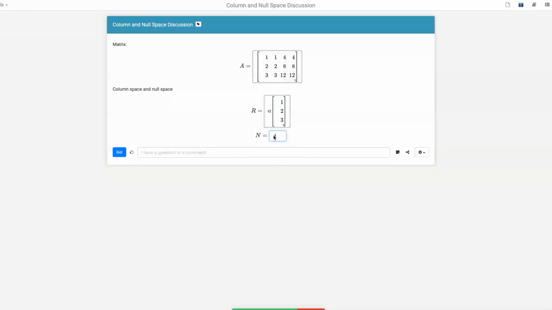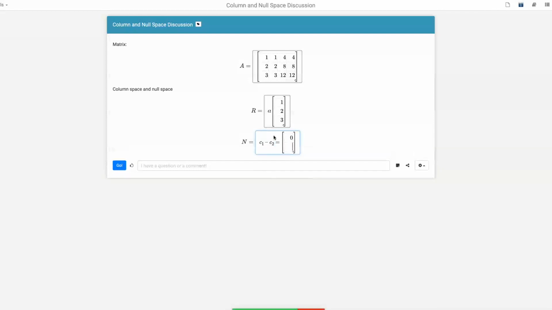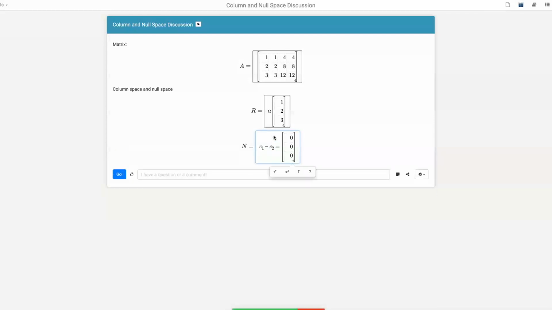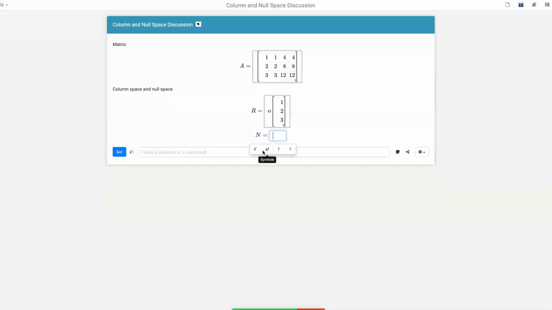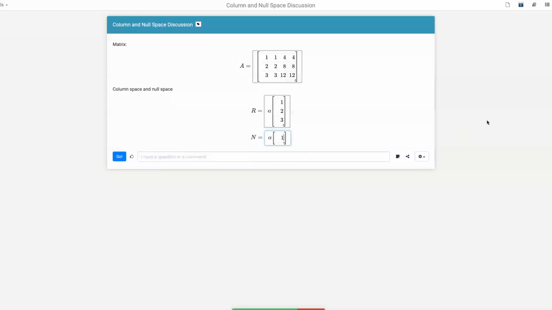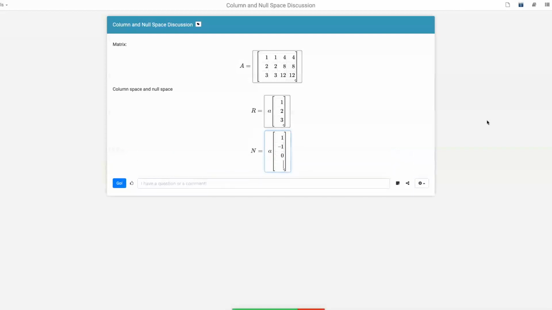It's column 1 minus column 2. That equals 0. More specifically, it equals this 0, the vector. So the way we capture it is by saying any multiple of 1, minus 1, 0, 0. Okay, so that's a moment to pause and make sure you understand this.